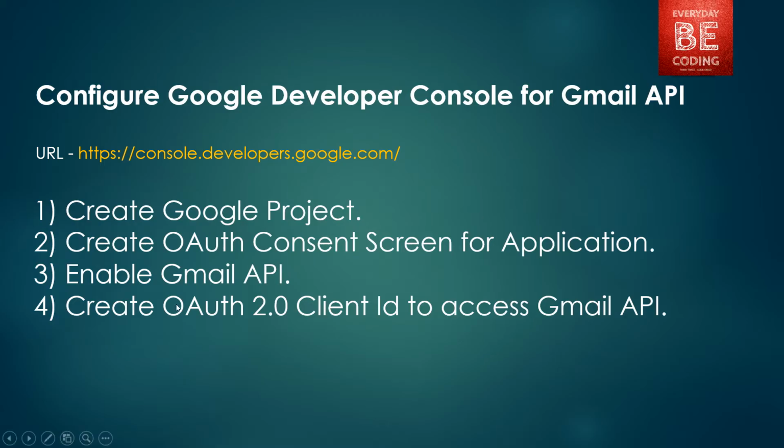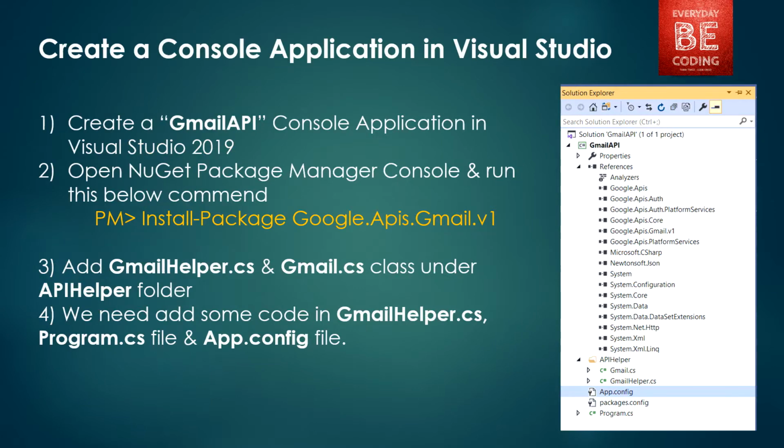So you can see this: how to configure Google Developer Console for Gmail API. First you need to go to this URL. After reaching this URL, you need to create a Google project. After that, create an OAuth consent screen for your application and enable Gmail API. After enabling this API, you create an OAuth 2.0 client ID to access the Gmail API. I will go to my next slide, creating a console application in Visual Studio.